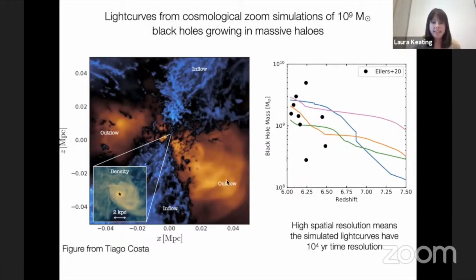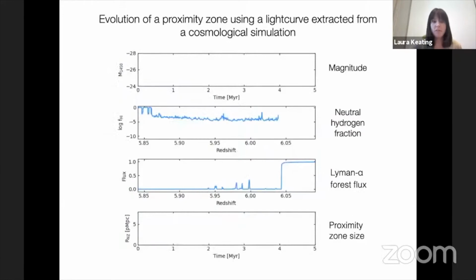And so this is just an example through the simulation. So you resolve things both on large and small scales. This inset shows the galaxy that hosts the black hole. And the high spatial resolution of these simulations means we can generate light curves at 10^4 year time resolution. And so again, we can look at a movie of how this evolves.